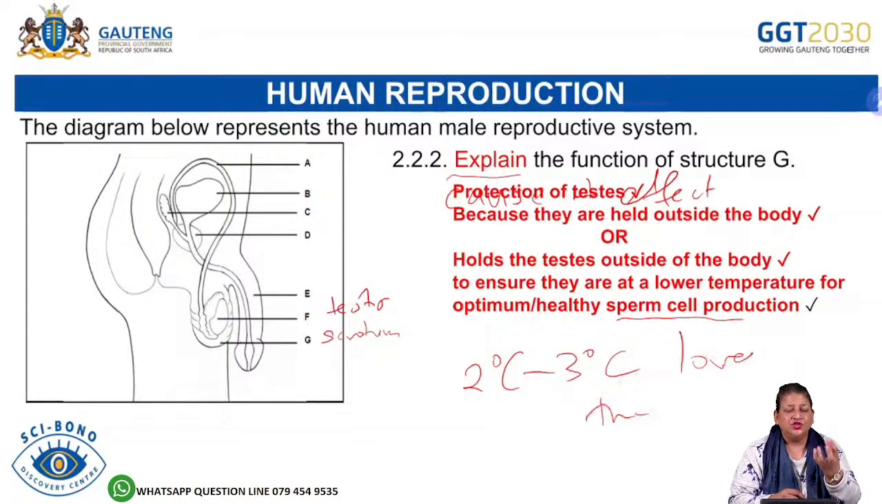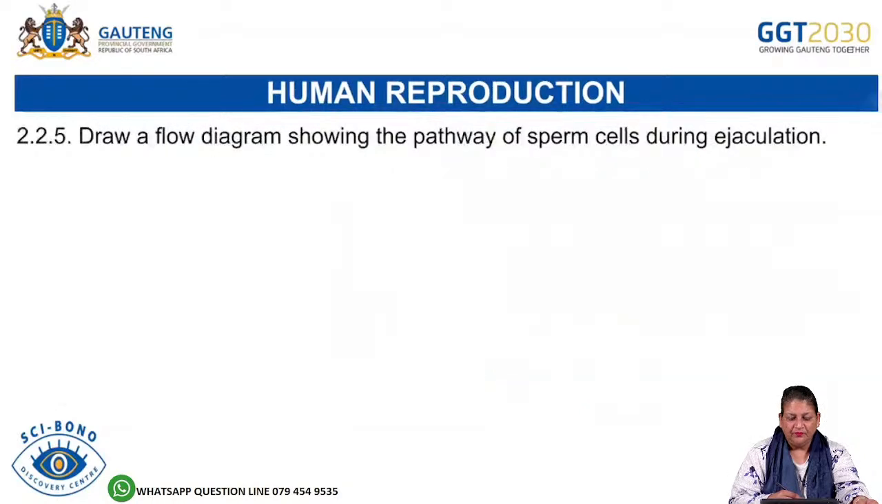can say the scrotum holds the testes outside the body to keep it at a lower temperature, which means 2 to 3 degrees lower than the body temperature, for optimum sperm production, or you can say for healthy sperm production, or to ensure that all the male sperm cells are fertile and not abnormal. Okay.